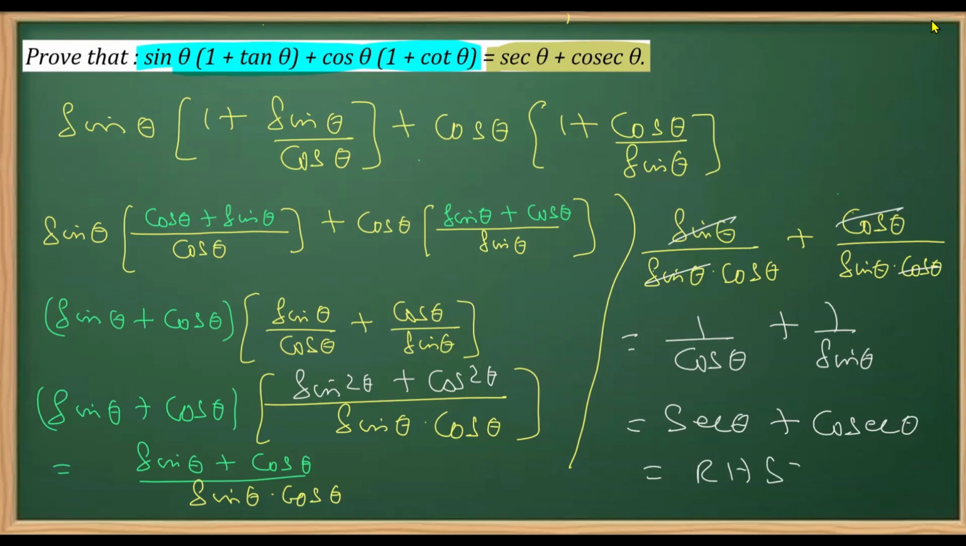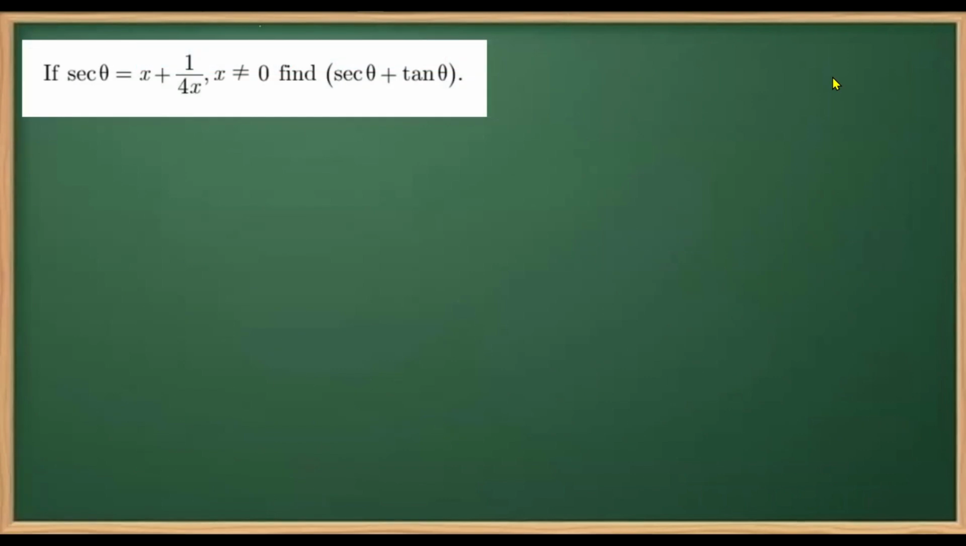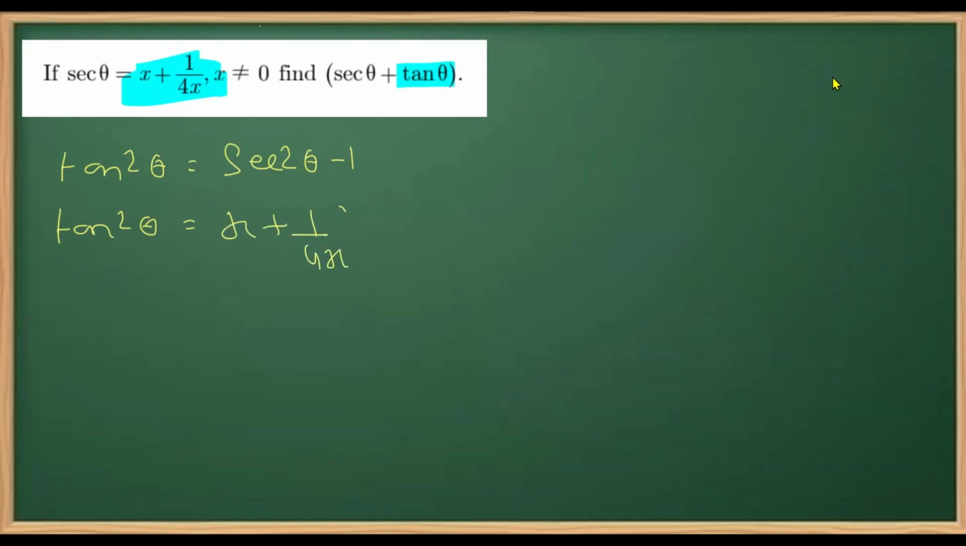Now let's start the next question. In the second question, it says if sec theta is equal to x plus 1 over 4x, we have to find sec theta plus tan theta. So clearly we have the secant theta, and then we have to get the tan theta. We know that tan square theta is sec square theta minus 1. So I can replace secant theta with this value, which means it's going to be x plus 1 over 4x, the whole square, minus 1.